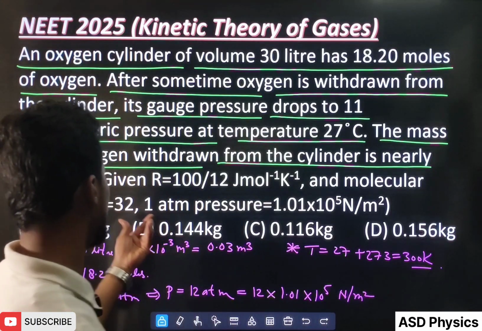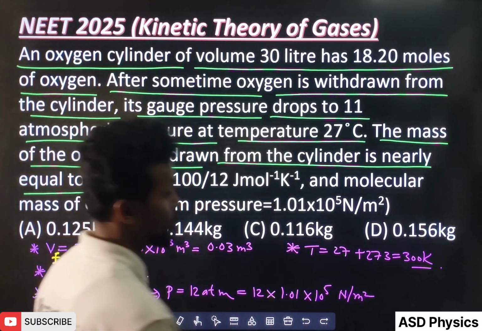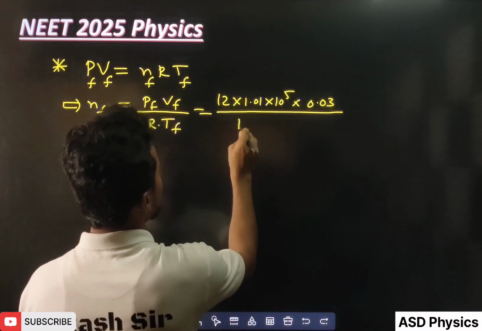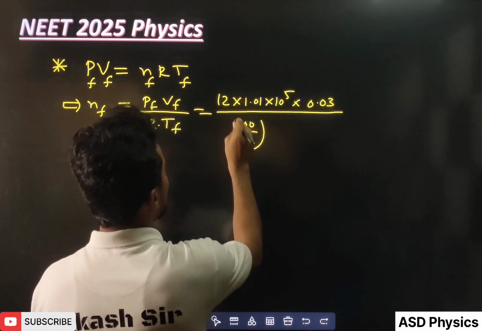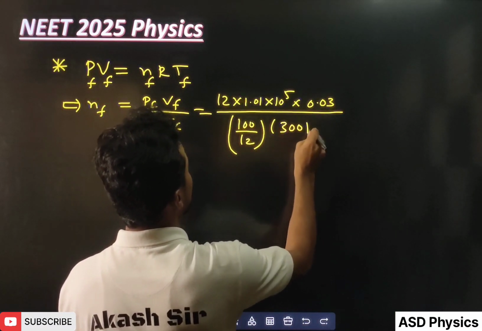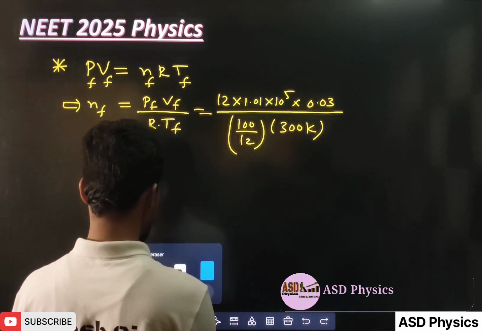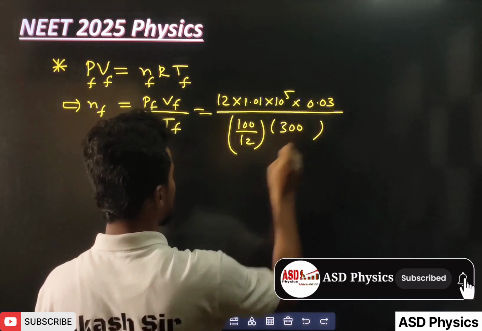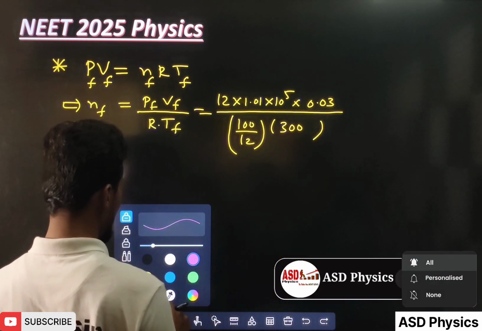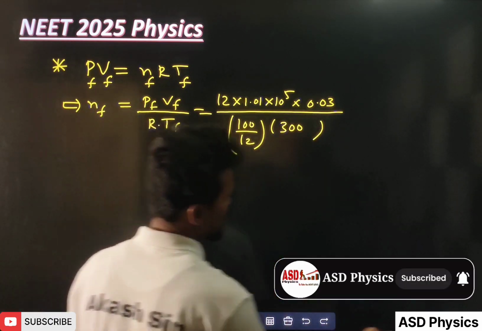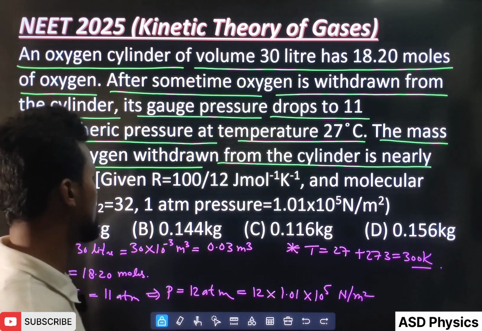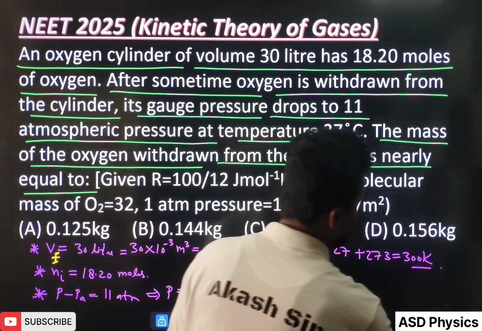R value, how much is given here? Kindly see the R value. We have to use this value, 100 by 12. And temperature, how much here? It is 300 Kelvin. So this data is given, you have to just simplify this. Kelvin, no need to write even, because we are not writing the unit for others also. When you simplify this, it will come just 14.55.